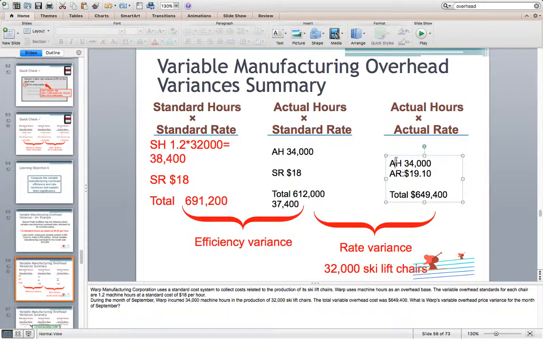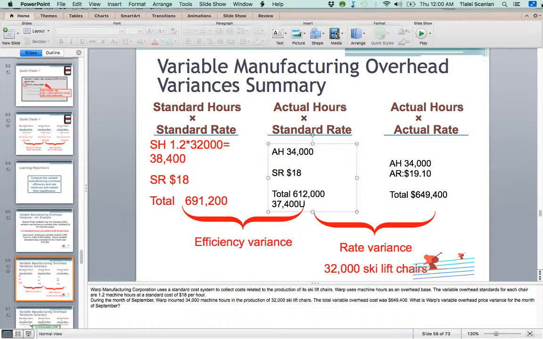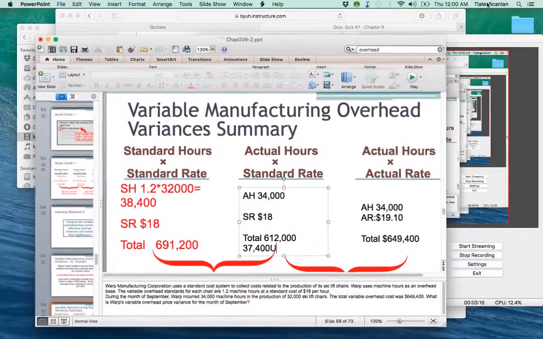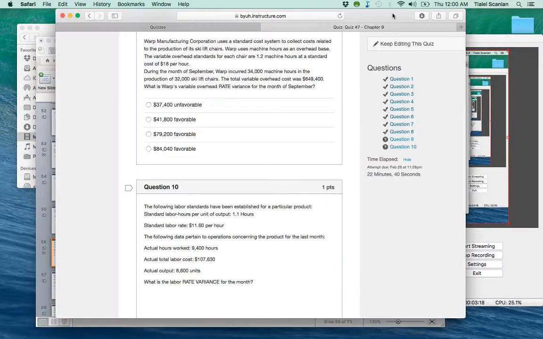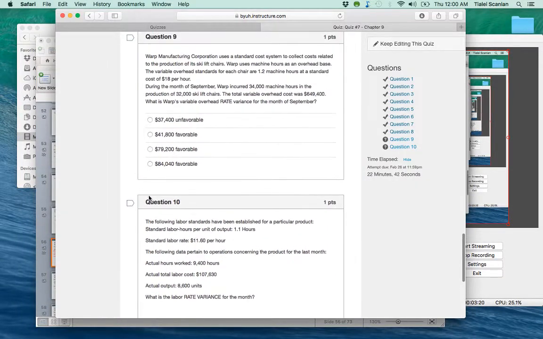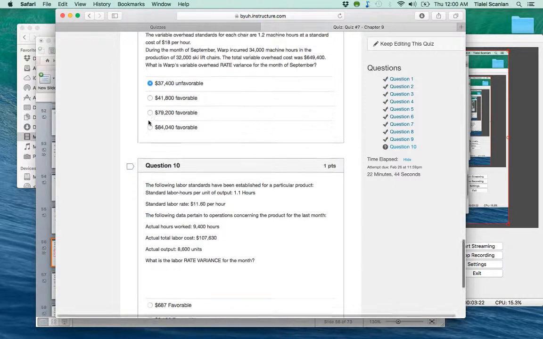So actual hours are exactly the same. My standard was $18. I should have paid $18, but I actually paid $19, so that's not good to pay more than you should have, so that'll be unfavorable. So now if we look back at our quiz, we have 37,400 unfavorable.